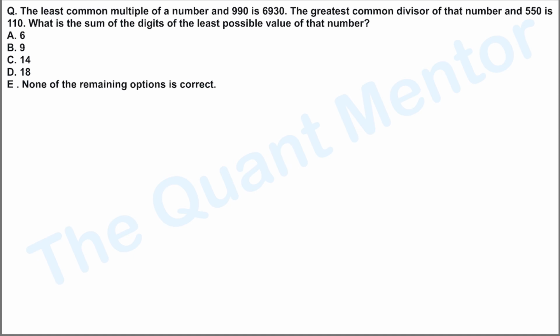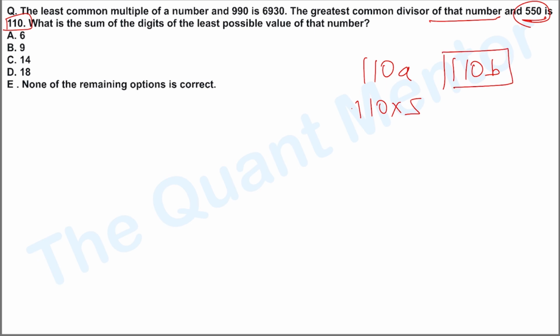Alright, the greatest common divisor of that number and 550 is 110. So for these two numbers, the HCF is 110, and the two numbers can be written as 110A and 110B. I know one number is 550, and you can always write 550 as 110 into 5, right? So the other number is obviously of the form 110 into B. So let's take the other number as 110B.